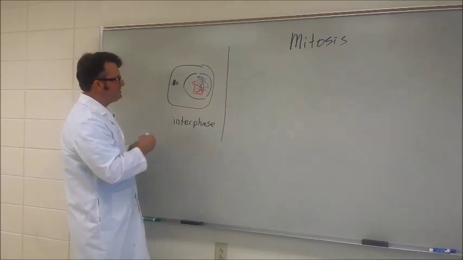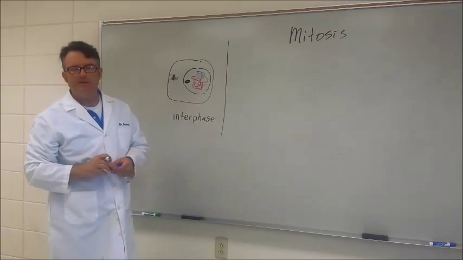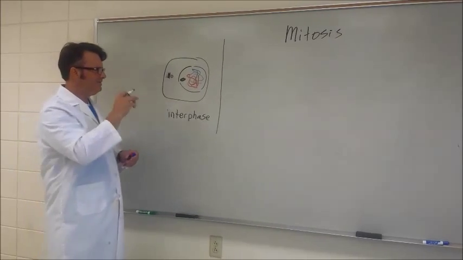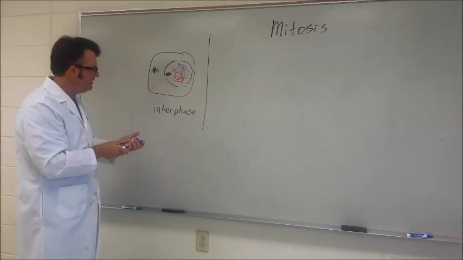There is what's called a nucleolus in the nucleus. That is what helps regulate RNA production. It doesn't really have a whole lot to do with this process, so I'm not going to mention that or include it in any one of the other drawings.